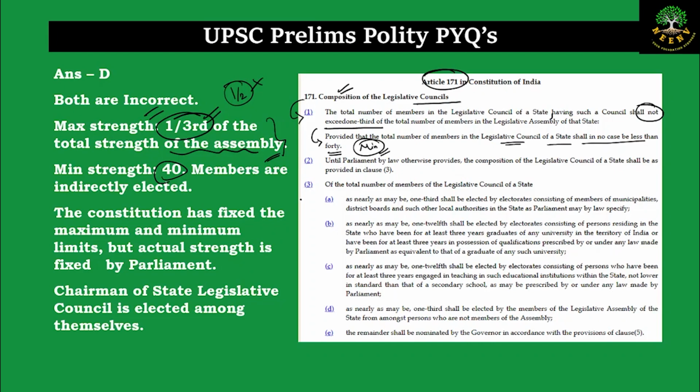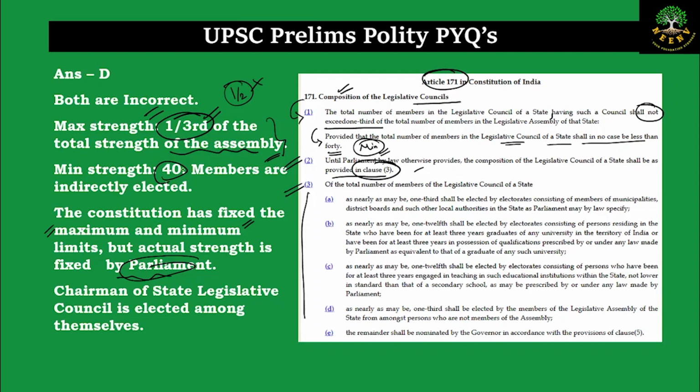So if you observe this, the Constitution has fixed the maximum strength and the minimum strength, but the actual strength will be fixed by the Parliament. That is said in clause 2. Until Parliament by law provides, the composition of the Legislative Council shall be as provided in clause 3, and it gives the detailed composition in clause 3.